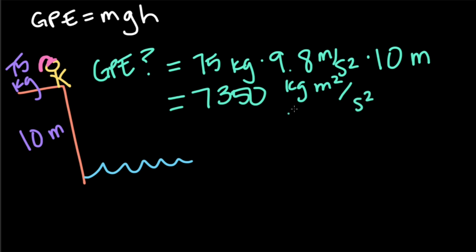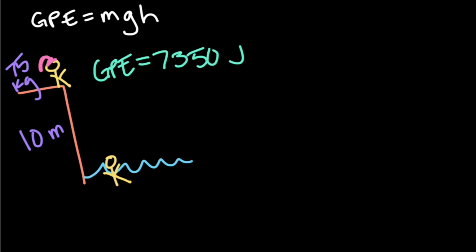Now this unit is kind of a mouthful, and so we actually have another equivalent unit that we can use that's just called a joule. So this is actually just equal to 7,350 joules. Okay, so let's say that our intrepid cliff jumper decides to actually take the plunge and jump off the cliff. So what is her gravitational potential energy now?